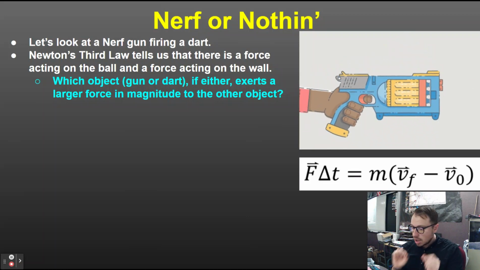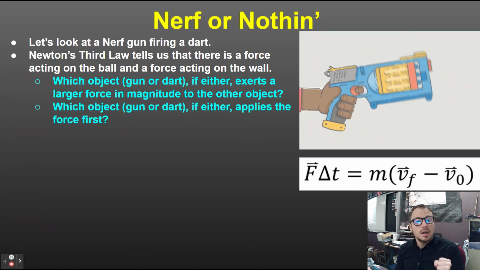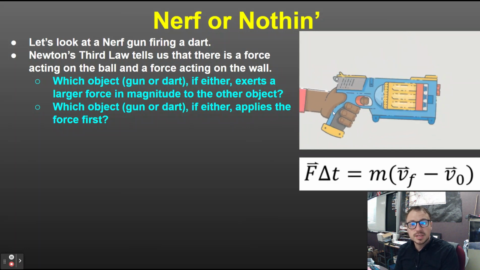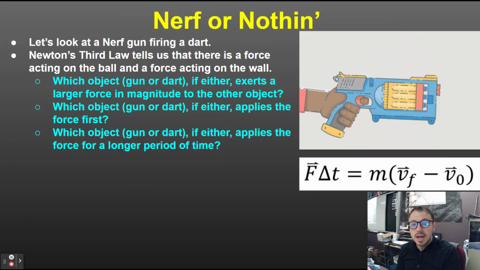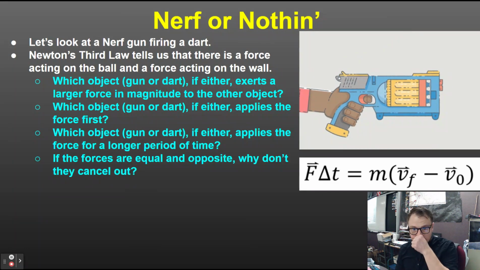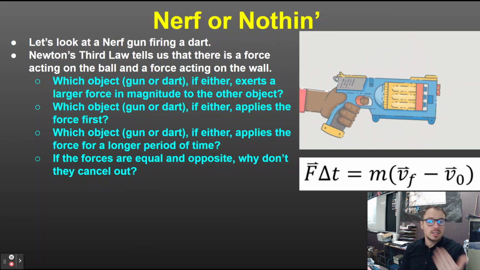Newton's third law: opposite, equal. Those forces are equal. Force pairs are simultaneous, which means they start at the same time and they're applied for the same amount of time. Now they don't cancel because one's acting on the dart, the other's acting on that Nerf gun.